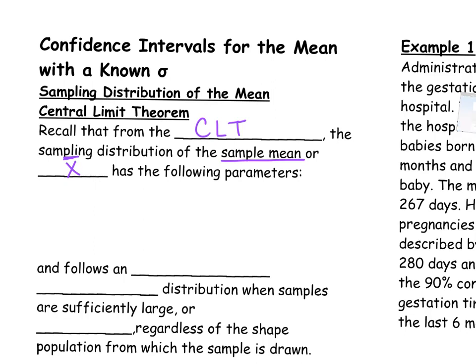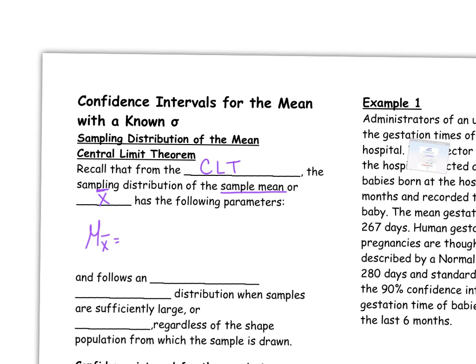So from the central limit theorem, the sampling distribution of the sample mean, or x bar, has the following parameters. The first one is that the mean of the x bars, mu of x bar, is equal to the population mean. Let's write that down so we don't forget. Mu of x is the population mean. X bar is called the sample mean.